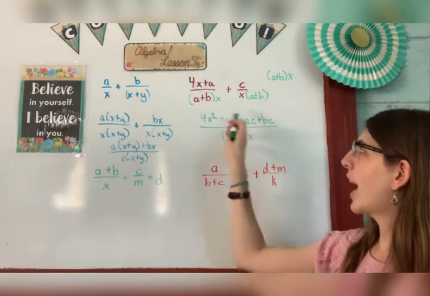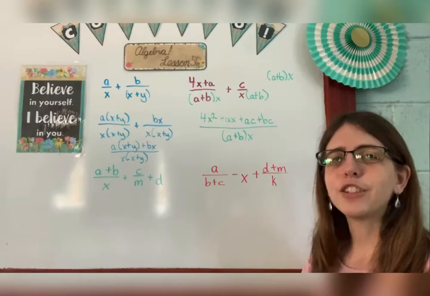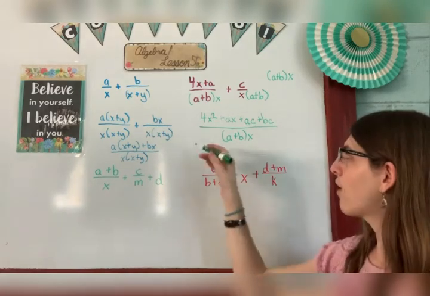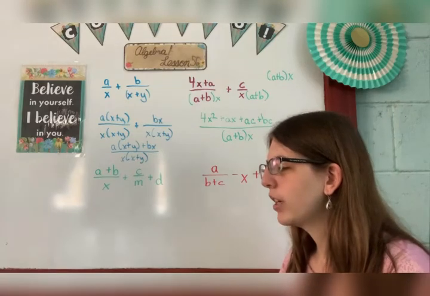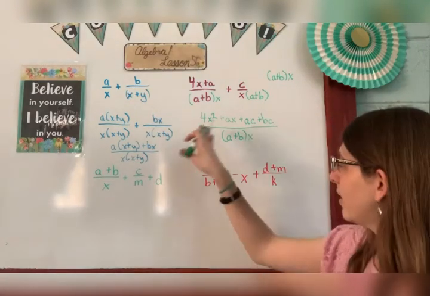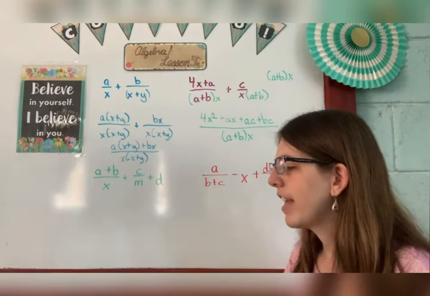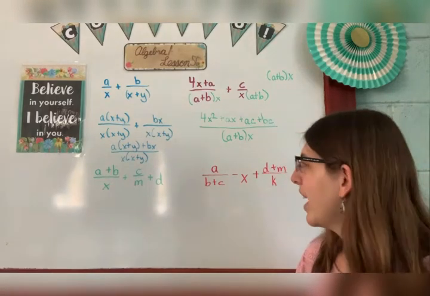You should always check your numerator to see if there's any terms that you can combine. And here there are not, so you could just leave it like this. In your book, you'll see this is basically what they left the answer as. All right, now let's try another example.